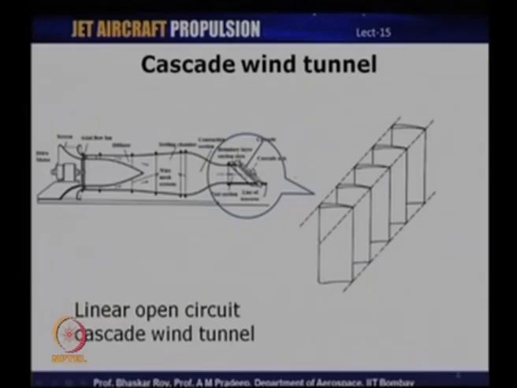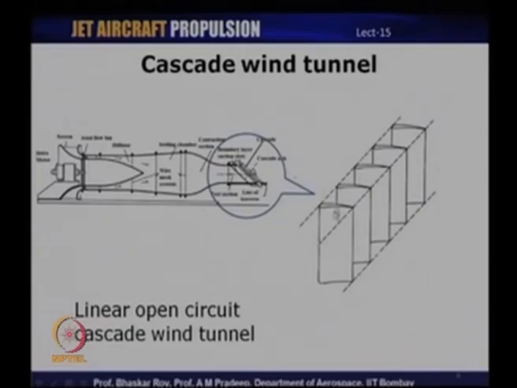Now, let me take a closer look at the cascade which I was talking about. If I were to explode this particular region, that is the cascade as indicated here, what you see would be a set of blades arranged in this fashion. These are compressor blades, it could also be turbine blades, arranged in a linear fashion, and that is why it is called a linear cascade wind tunnel.